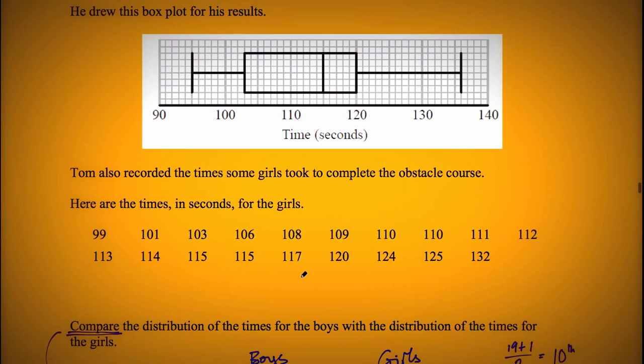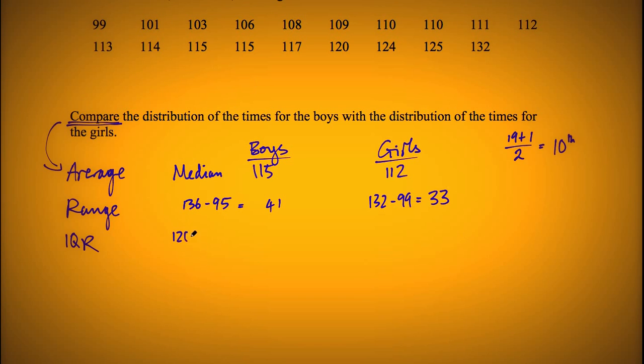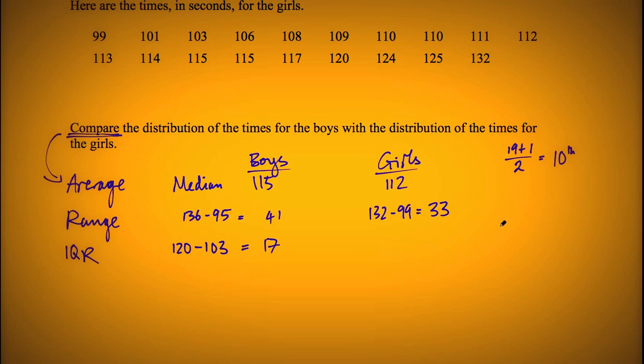So interquartile range for the boys is going to be 120 minus 103. So that is 17. And for the girls, the quartiles are at 19 plus 1 over 4, which is the 5th value. 1, 2, 3, 4, 5. So 108 is the lower quartile. And the upper quartile is 5 from the other end. 1, 2, 3, 4, 5. 117 minus 108, which is 11. Is it? No, it's 9.